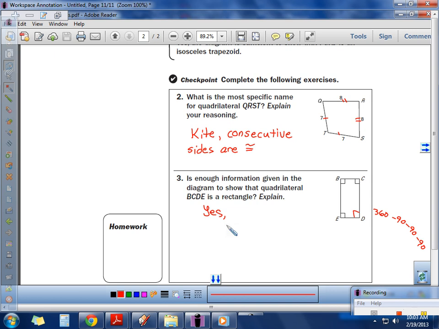More specific than all angles are congruent. It is true to say that all angles are congruent. They're all right angles. All 4 angles are right angles. And that is the number 1 property on a rectangle.